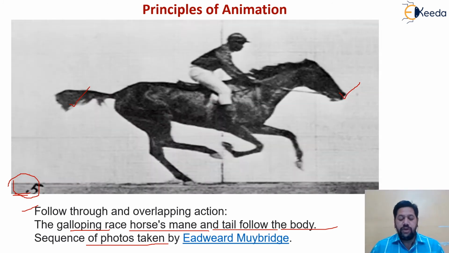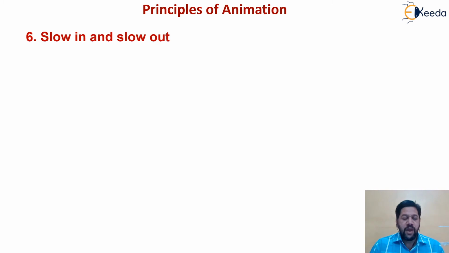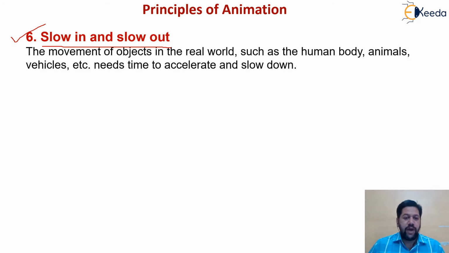Okay, let us move to the next point. Let us start understanding the next principle, that is slow in and slow out. We have seen this for a bouncing ball. When we throw the ball, we can find that initially, and whenever it is going to hit the floor, the movement of the ball will be slow. In the middle it may be fast. That is what we know as slow in and slow out.